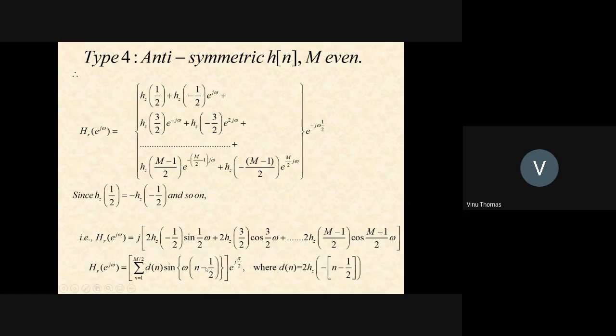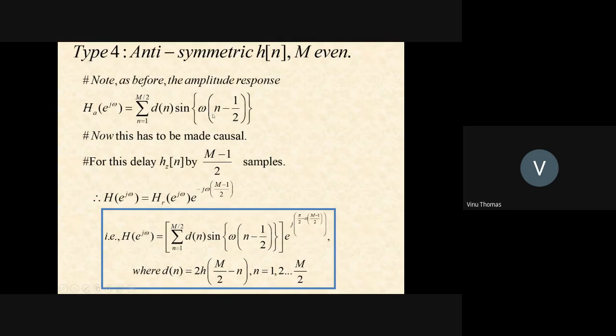Just like for your type 2 filter, where it was cos omega n minus 1 by 2, now you have sin omega n minus 1 by 2 into e raised to j pi by 2, where d of n is obtained like this. Therefore, the frequency response of the causal filter is obtained by delaying this by m minus 1 by 2 samples.